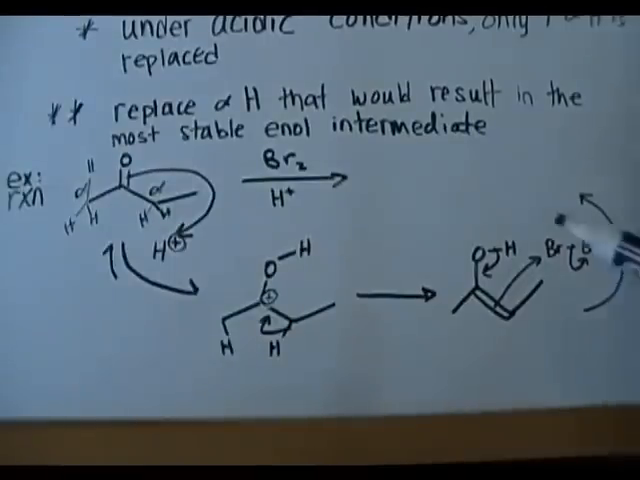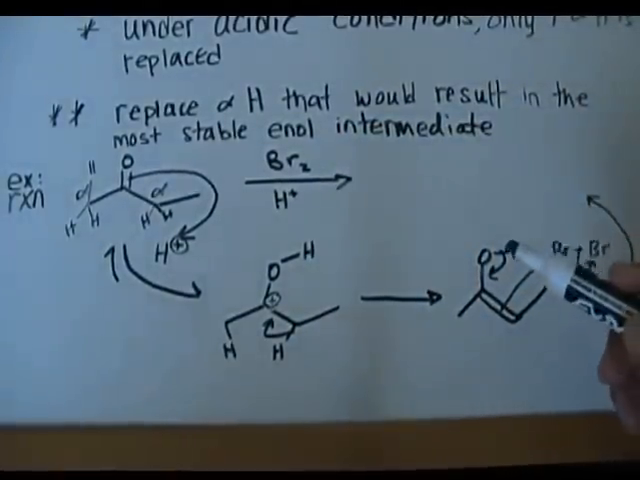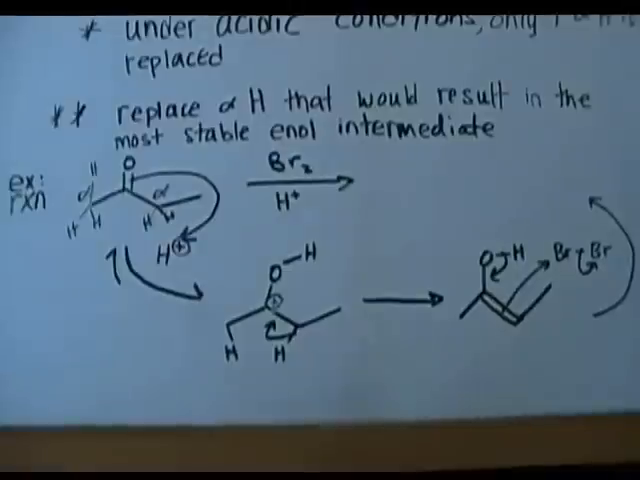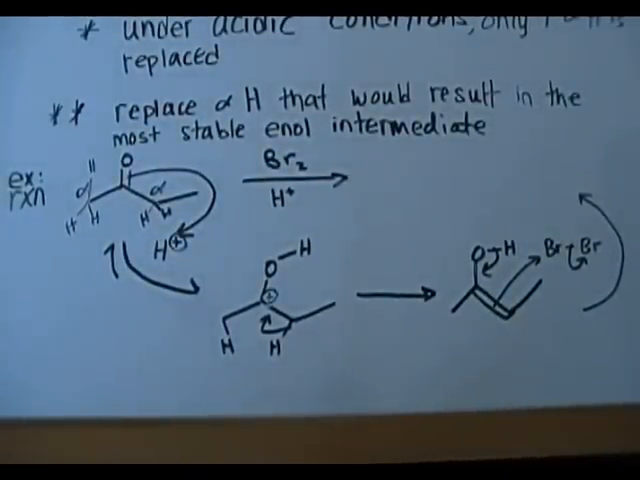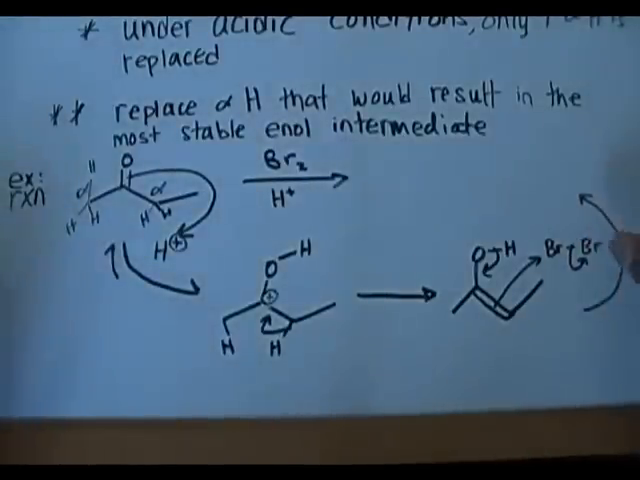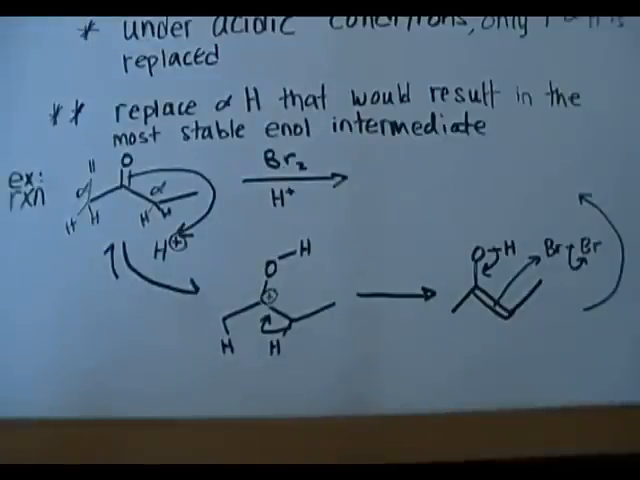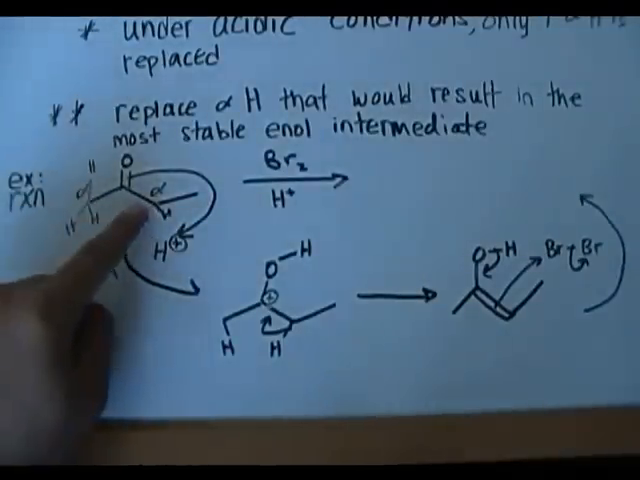In this case, this statement here is extremely important when drawing the product. It says we're going to replace the alpha H that would result in the most stable enol intermediate. Another way of looking at that statement is that we are going to replace the alpha H that is attached to the most substituted alpha carbon.